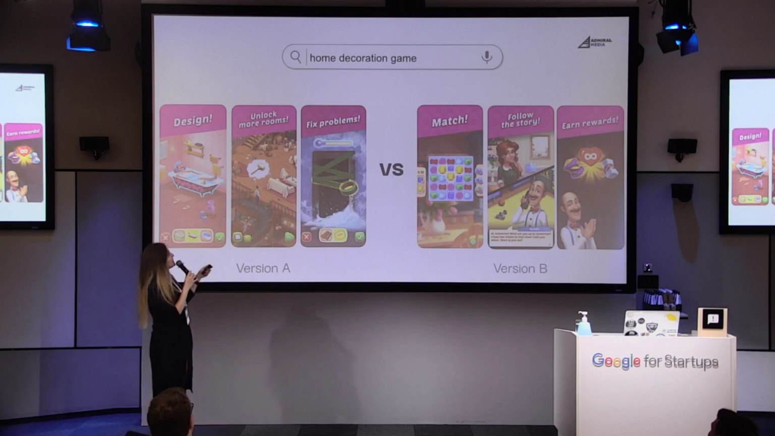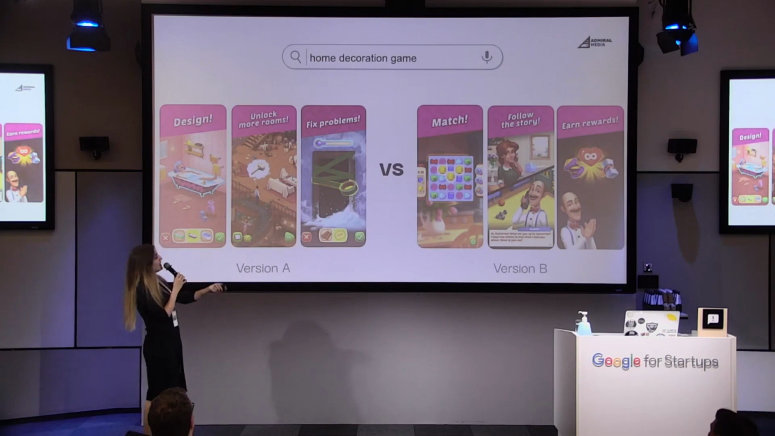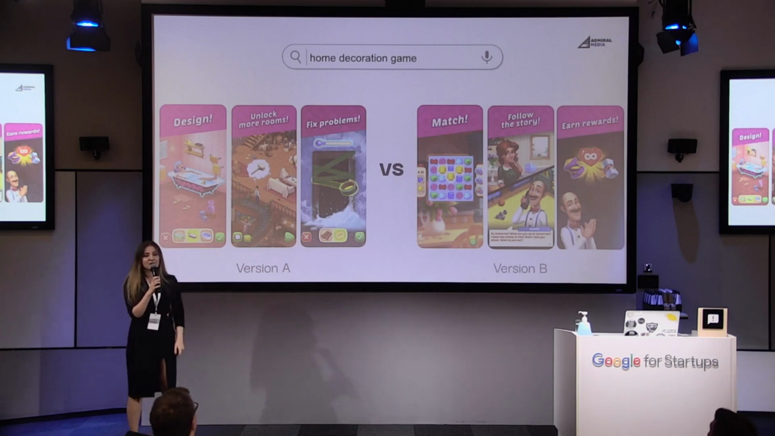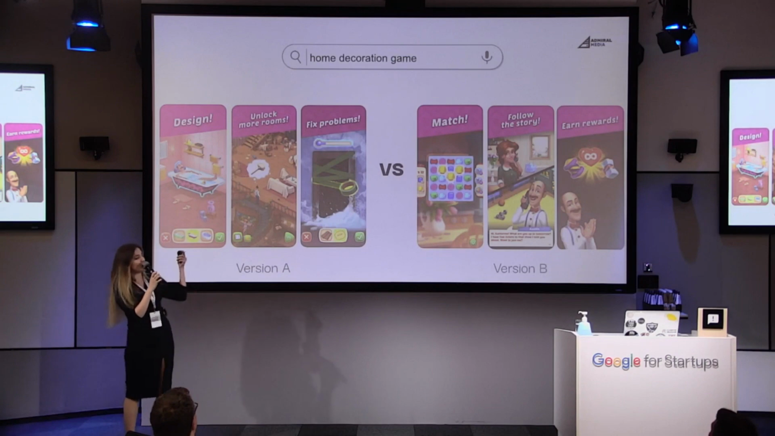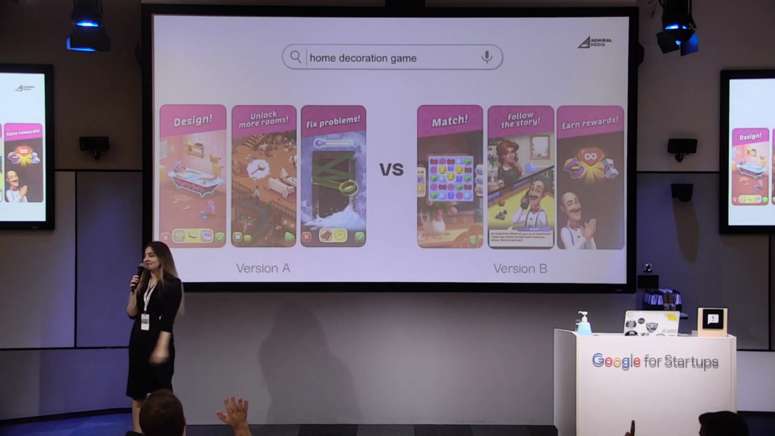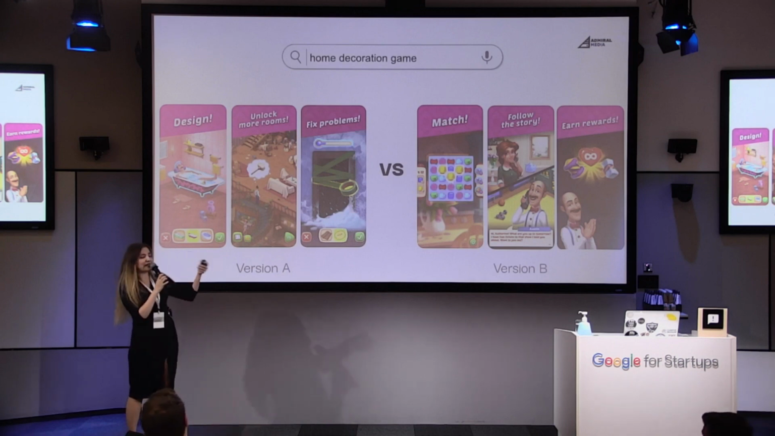And let's take a look at this example of 2 ad variations for the game Homescapes. We have version A and version B, and we have a hypothetical user searching for a home decoration game. So guys, which one do you think that they're going to choose? Person who is looking for a home decoration game. Please raise your hands for version A. Please raise your hands for version B. Okay, perfect. Quite a few.